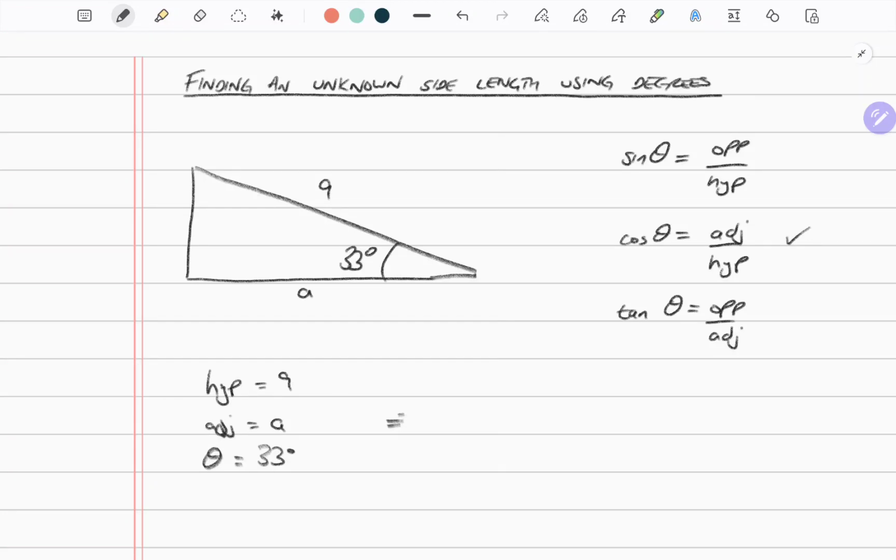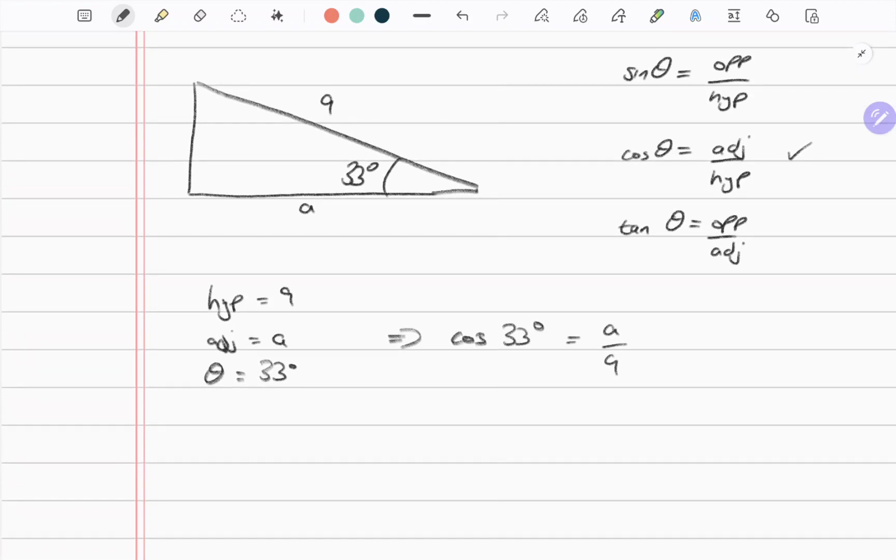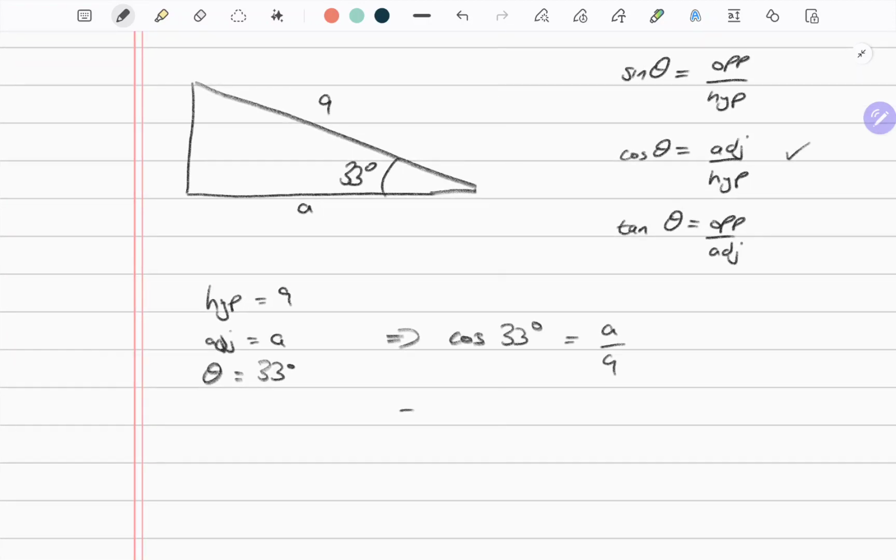So what we would do is we would have cosine 33 degrees is equal to A over 9. So that's the formula here. Cosine 33 degrees is equal to the adjacent side length over the hypotenuse. So A over 9. So what we need to do is get A by itself. So this would then become A is equal to 9, because we'll multiply both sides by 9. So we clear that fraction and the 9 ends up over here. But I'm just going to put A on the left-hand side, so it's a little bit neater. So that would be 9 cosine 33 degrees.